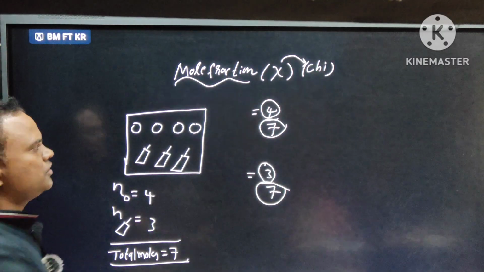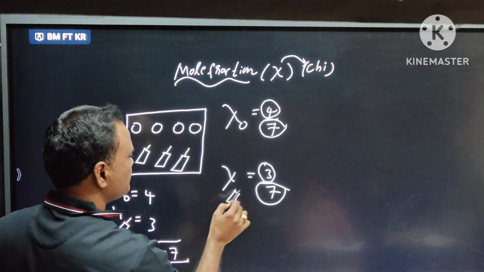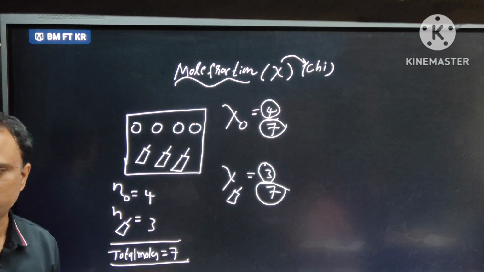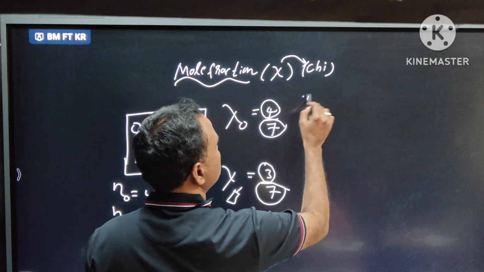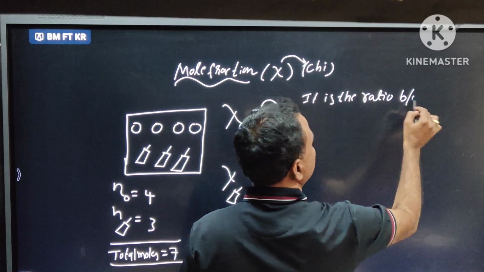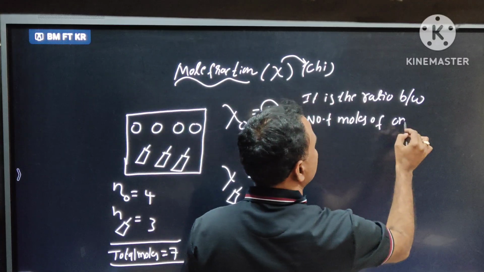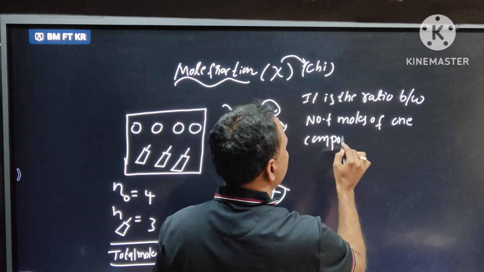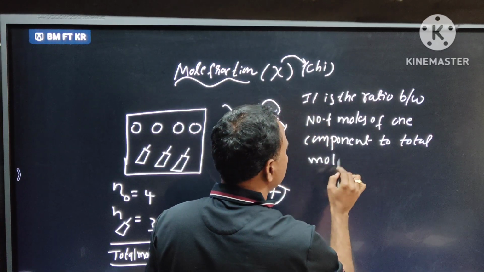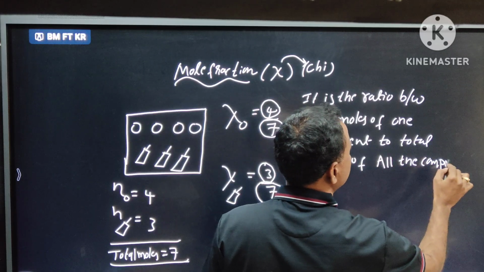Now this is represented like this. Mole fraction of balls is number of moles of balls by total moles. Mole fraction of bats is number of moles of bats by total moles. Right? So it is defined like this. It is the ratio between number of moles of one component to total moles of all the components.